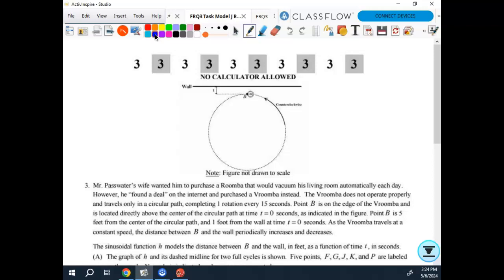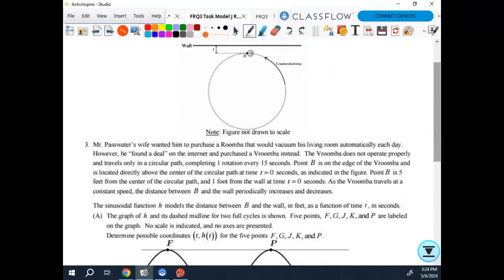Okay, so let's read what this says. Now remember, we take some time to make sense of this before we worry about trying to do anything. So Mr. Passwater's wife wanted him to purchase a Roomba that would vacuum his living room automatically each day. However, he found a deal on the internet and purchased a Roomba instead. The Roomba does not operate properly and travels only in a circular path, completing 1 rotation every 15 seconds. Here is the Roomba. It goes around like this. It's going to take 15 seconds to get all the way around. You know what that tells me? It tells me that my period is 15 seconds.